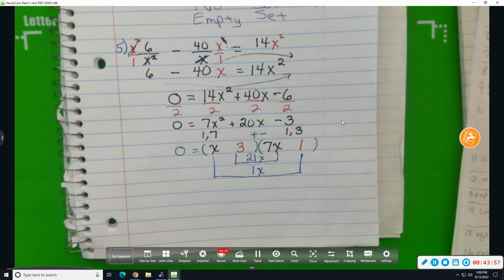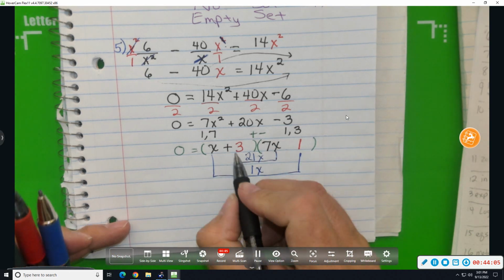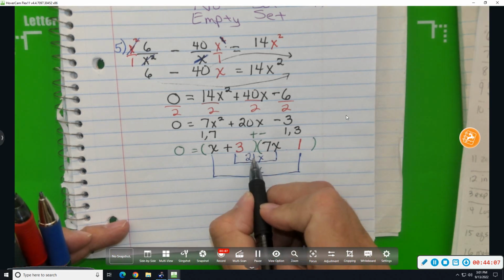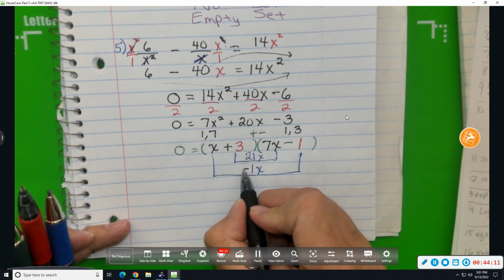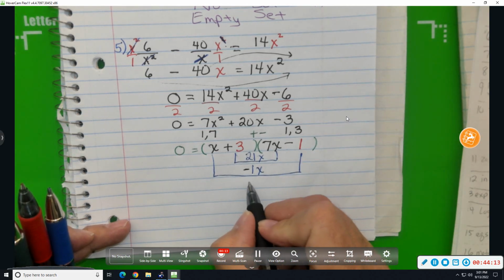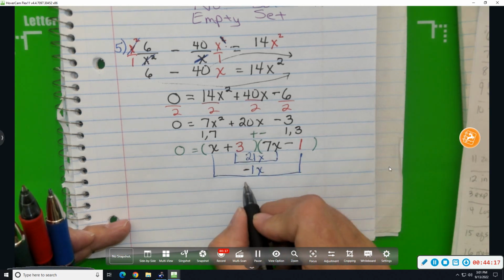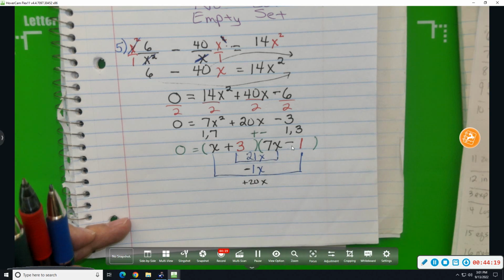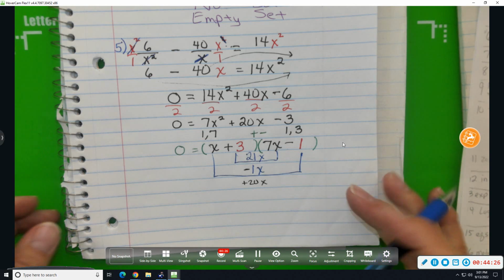Yes. It would be 7x minus 1 times x plus 3. Okay. I agree. Yes. Did y'all hear that? You're making a positive 3, so you have a positive 21x minus 1x, which is a positive 20x. I looked up here and saw a plus 3x. I don't know why. I think it was that 3 there. But okay.